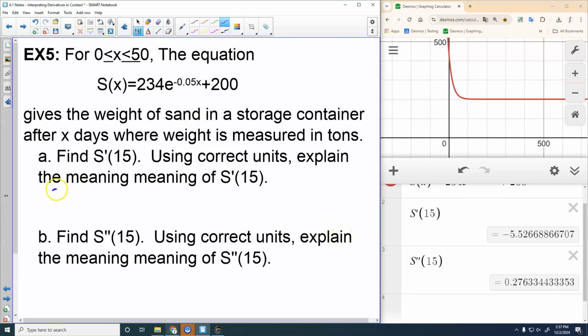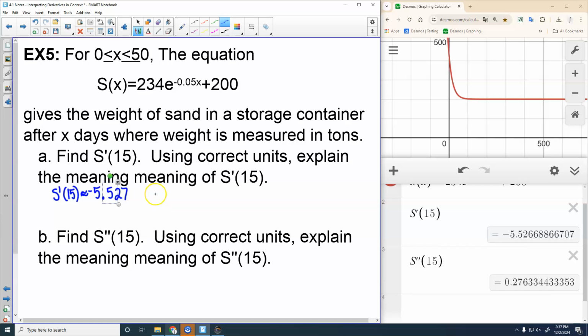Whenever you do a problem like this, you want to say S prime of 15 equals, let's do squiggly equals because I'm rounding, negative 5.527. That squiggly equals is not necessary, but when you round, it is more mathematically correct to do that. It's also helpful to remember that you did round if you need to use it later. So negative 5.527 is what we're looking at here.